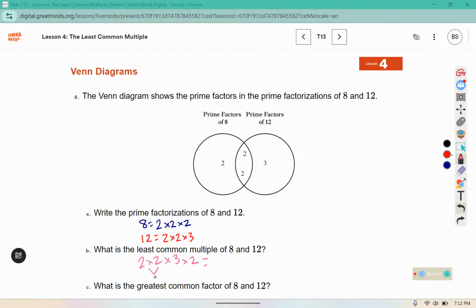2 times 2 is 4, 3 times 2 is 6, 4 times 6 is 24. So the least common multiple is 24. The greatest common factor would be these ones that they share. 2 times 2 is 4, so the GCF is 4. Remember, common factors are factors that they share, have in common, and they share 2 2's, which gives us a greatest common factor of 4.